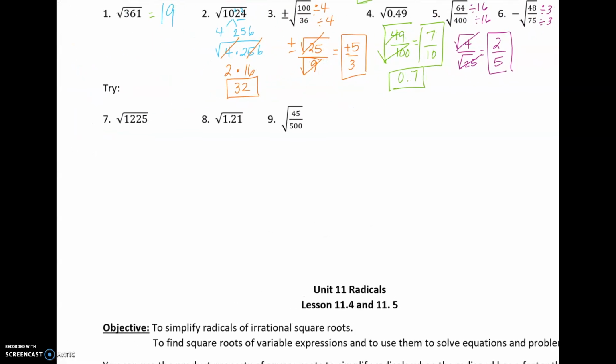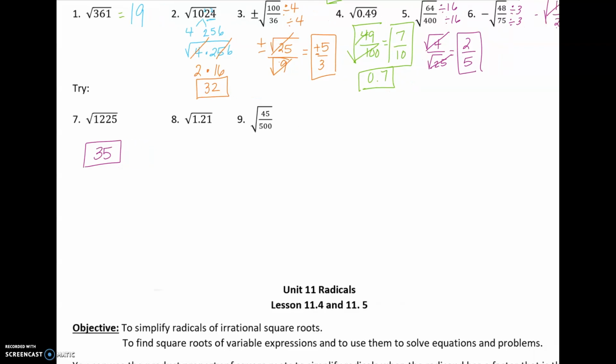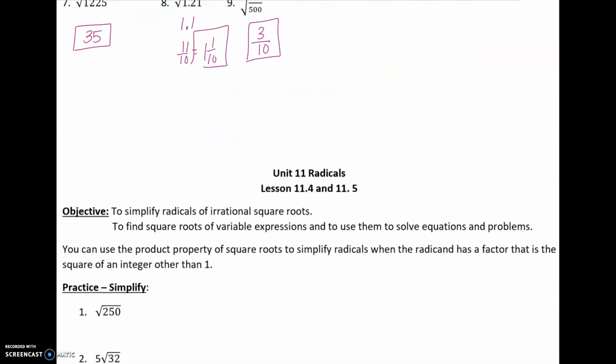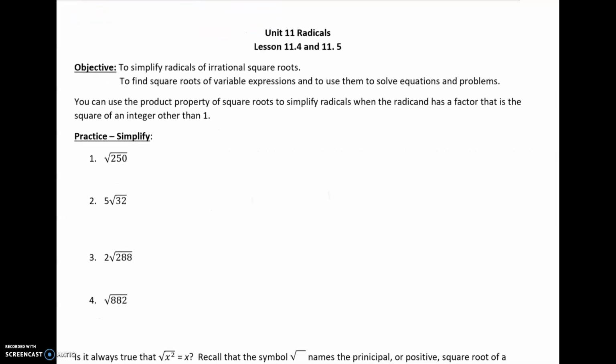All right, I want you to try these 3. I'm going to give you the answers. This one's 35. I'd prefer for you to try to find perfect square factors for that. The square root of 1 and 21/100 is 1 and 1/10, or it can be 11/10, or you can have it as 1 and 1/10 like that. And the square root of 45/500 is 3/10. Okay. So you'll try those, and let me know if you have any questions on those, and we can go over them.